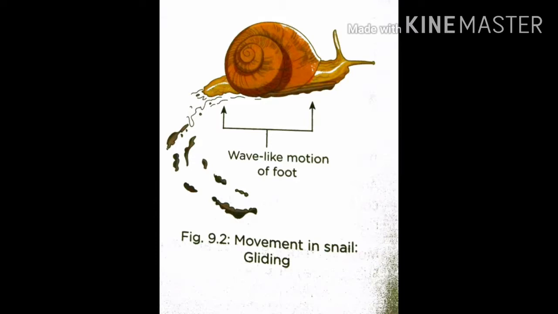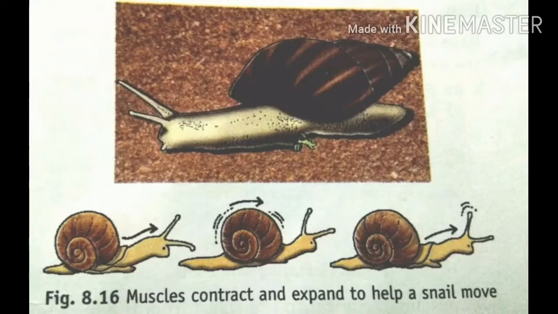Snails move with the help of the thick foot made of strong muscles. The body contains a head, tentacles, the two filament-like structures that we call tentacles, and the long muscular foot. So its body contains a head, two tentacles, and then a long muscular foot.